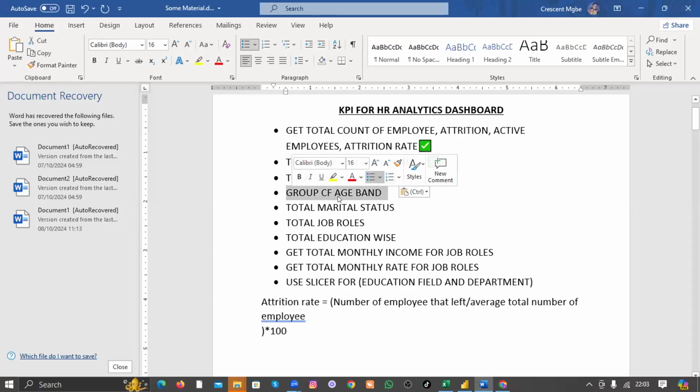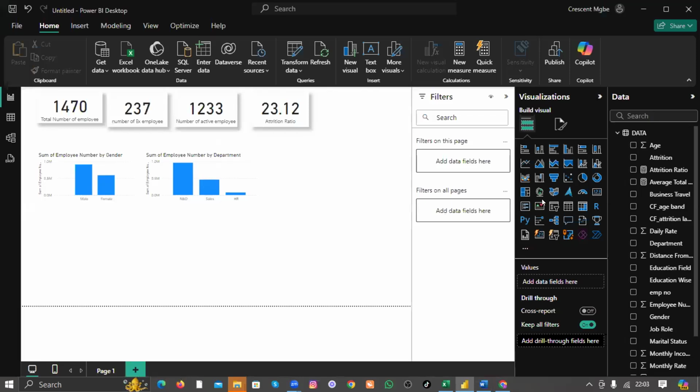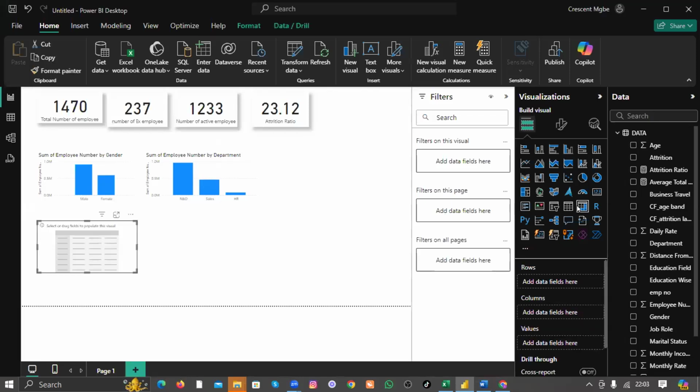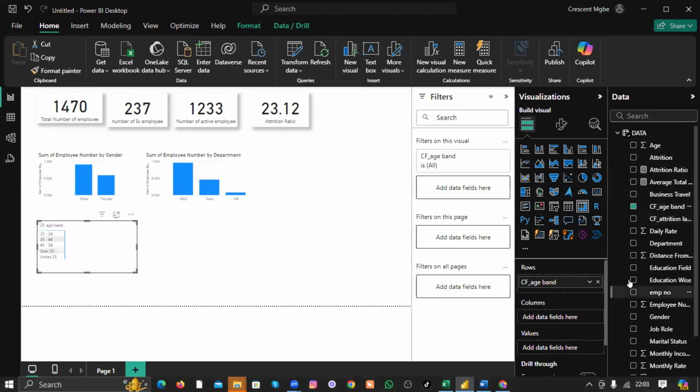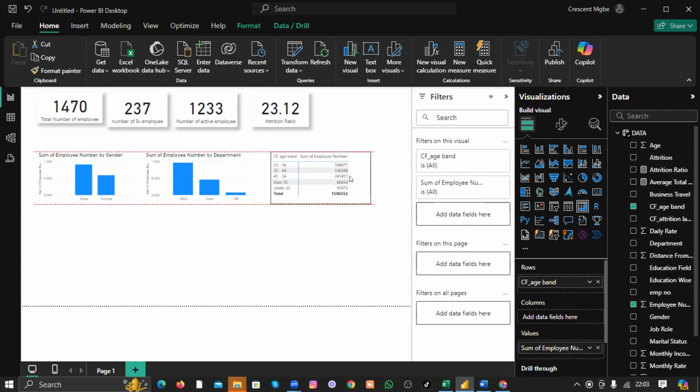Then the next one says group by age band. So you want to know which age brackets we have more of. You bring out the age band, then you bring out the number of employee. So we can tell that we have more.